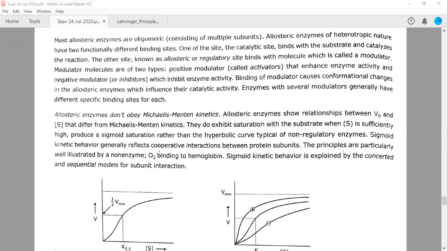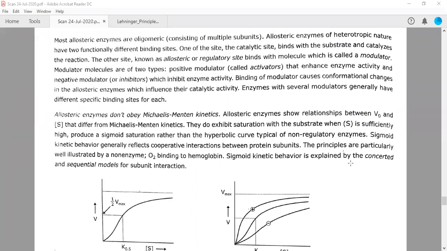This is called cooperative binding. Because the sigmoid curve is forming, in the case of the hemoglobin saturation curve you will see this sigmoid curve. So this is actually a kind of saturation kinetics. It reflects some cooperative interaction or behavior between the protein subunits. The principles are particularly well illustrated by the non-enzyme, oxygen binding to hemoglobin. This is given here, so this is an example.